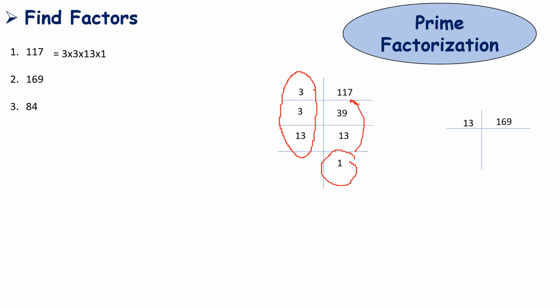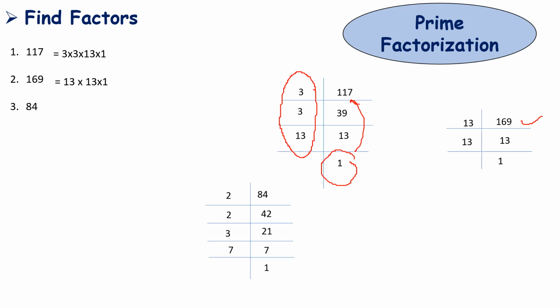Similarly, 169. We know 13 times 13 is 169 and 13 times 1 is 13. So again 13 into 13 into 1 are the factors of 169. Now next, 84. We start with 2. 2 times 42 is 84. 2 times 21 is 42. Then 3 times 7 is 21 and 7 times 1 is 7. So all these factors along with 1 are the factors for 84. So this is how we find the factors.